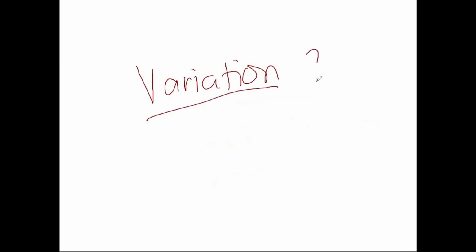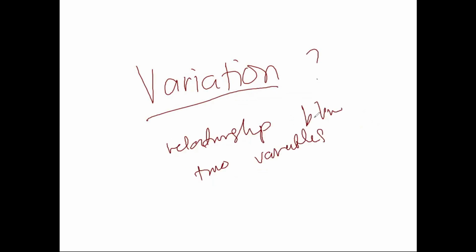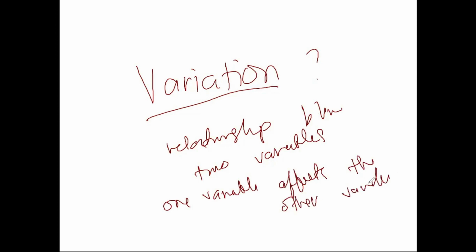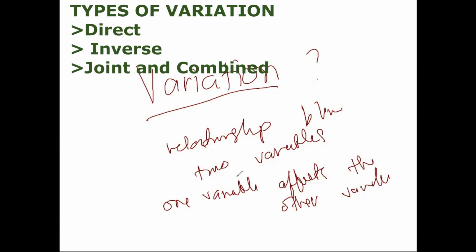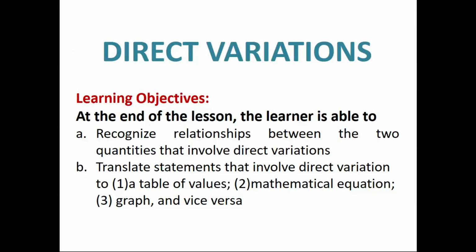And what is variation? It is a relationship between two variables in such a way that as one quantity increases or decreases, the other quantity also increases or decreases in a definite way. So it shows how one variable affects the other variable, or the rest of the variables. This lesson video will focus only on direct variation.